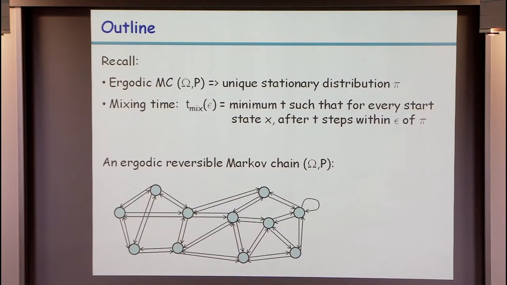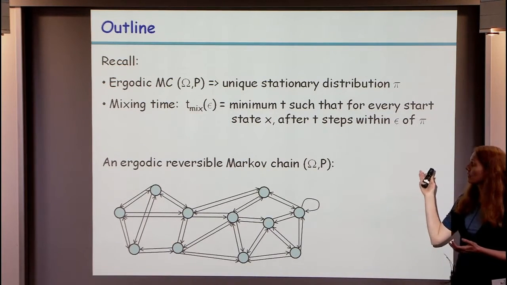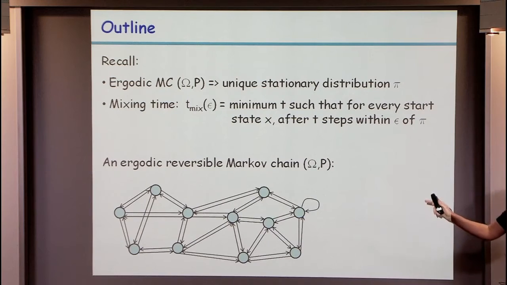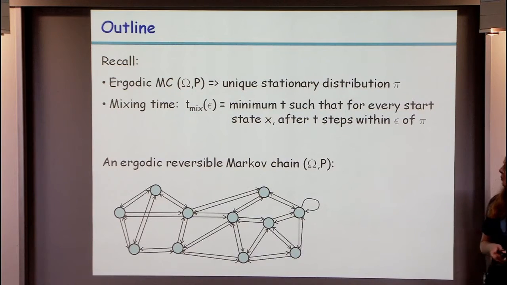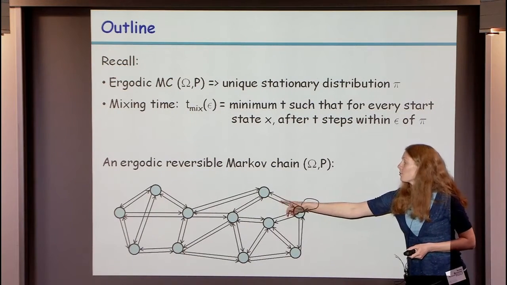Okay, so what's going on here? I'm going to assume throughout today's talk that my Markov chain is ergodic. That means that I have a unique stationary distribution. And just to refresh your memory, ergodic means that it's aperiodic and it's also irreducible, meaning I can go from everybody to everybody. And moreover, I will assume throughout the talk that my Markov chain is also reversible, so I can go back and forth between my states.